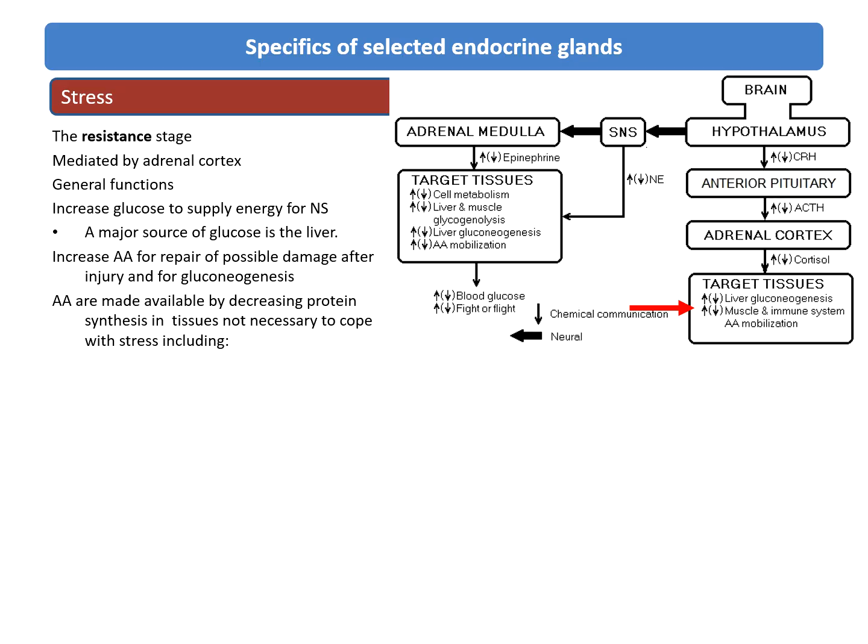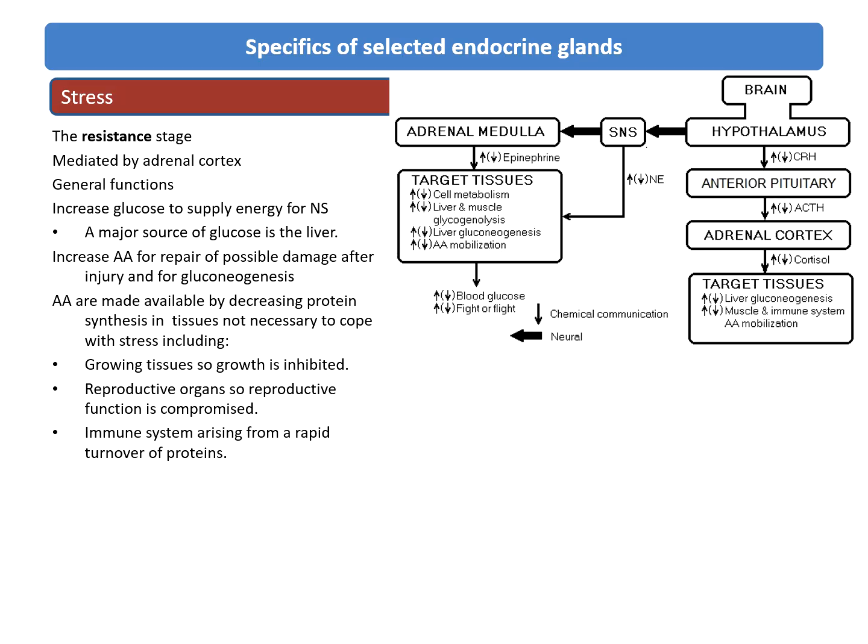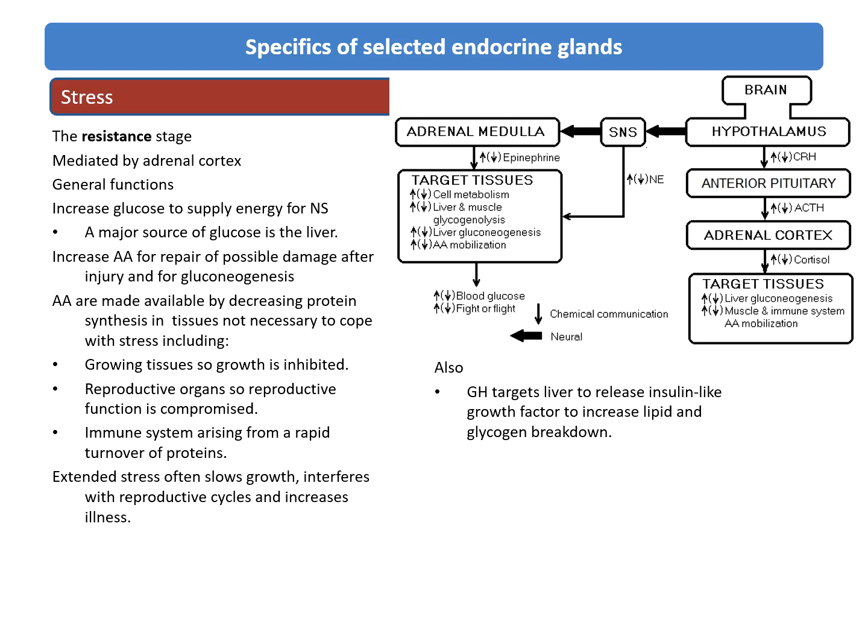Amino acids are made available by decreasing protein synthesis in tissues that are not necessary to cope with the stress. This includes growing tissues, so growth tends to be inhibited, reproductive organs, so reproductive function is often compromised, and the immune system. There's a rapid turnover of protein in the immune system functioning, and so this is a source of amino acids if needed to cope with stress. Extended stress, therefore, often slows growth, interferes with reproductive cycles, and increases illness.